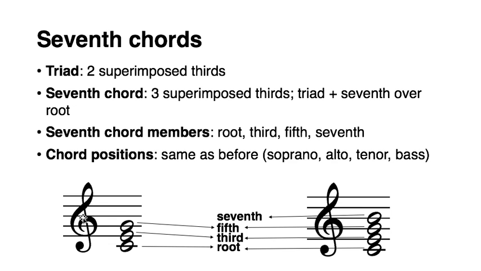Soprano is the highest note. Here my soprano is G, here my soprano is B. Alto and tenor are the inner voices, depending on the context. Here I only have one inner voice, here I have two. And the bass is the lowest voice, always, in any given chord or triad. Here you have C and C, the root here being the bass of both of these chords.